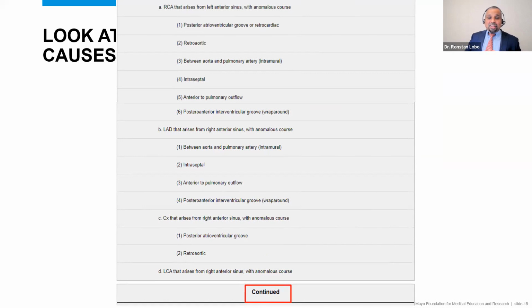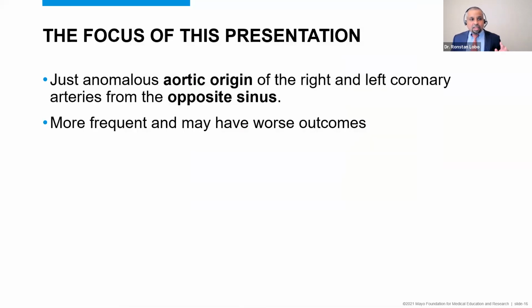So what I'm trying to say is that this is a pretty complicated field. We are only going to be scratching the surface here, focusing on a couple of very specific anomalies. We are going to focus on just anomalous aortic origin of the right and left coronary arteries from the opposite sinus. It is the more frequent, and unlike many other coronary anomalies which have a benign course and outcome, this group of anomalies may have more malignant outcomes.